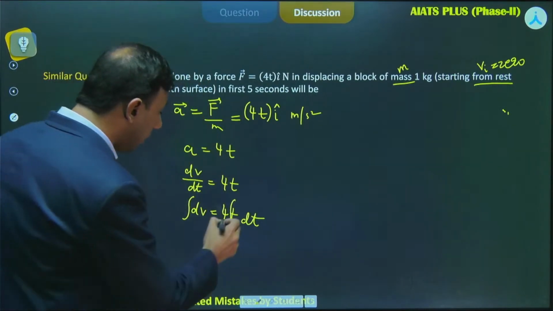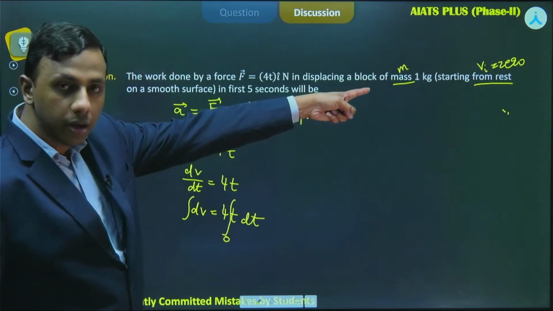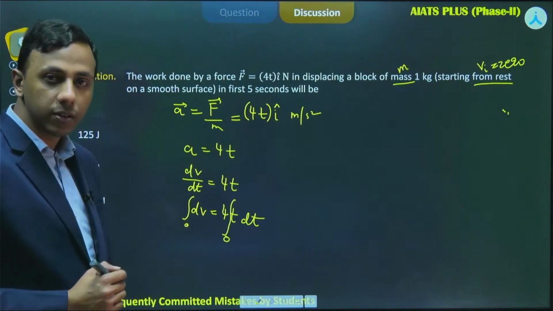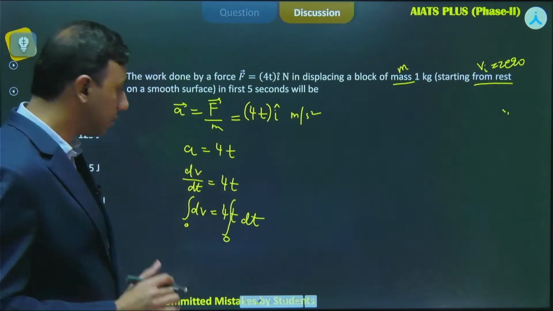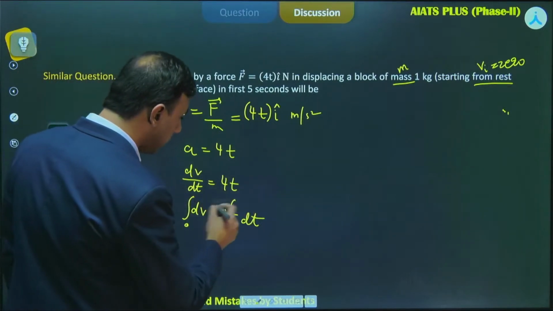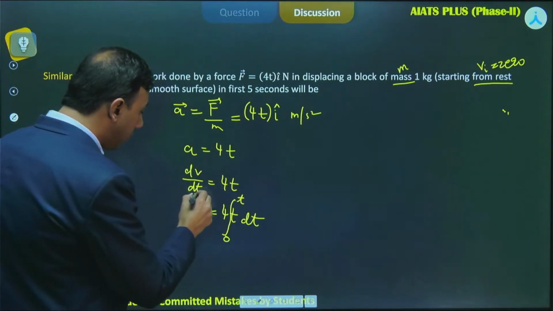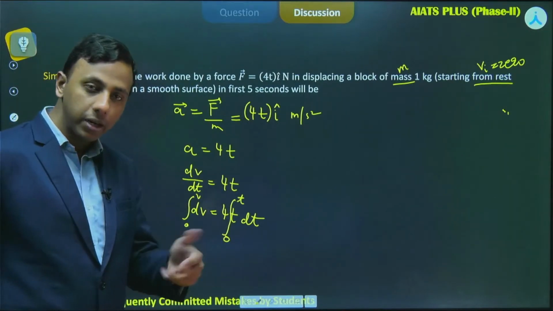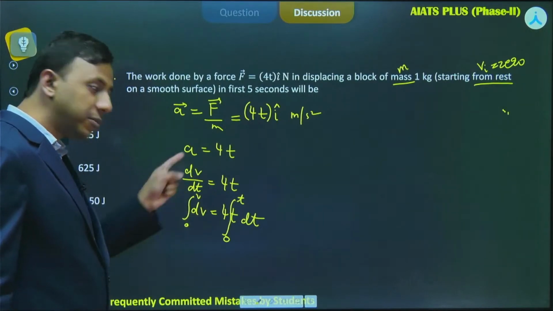And again, at t equal to 0, what was the velocity? 0. So at t equal to 0, velocity is also 0. Then at some time t, we want to know what the velocity is. So I'm writing it as t, and we want to know the velocity. So integral dv is velocity v only, and the limits are from 0 to v.